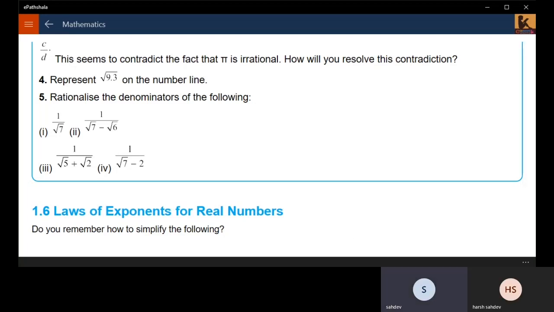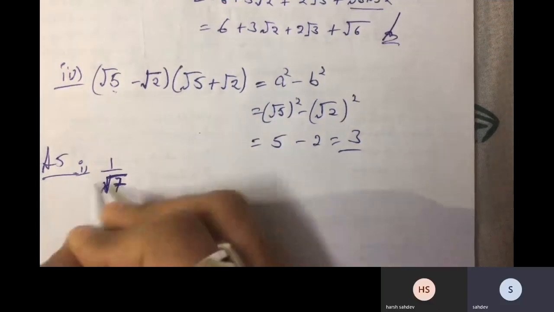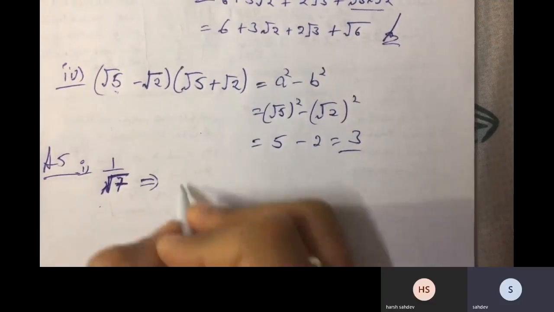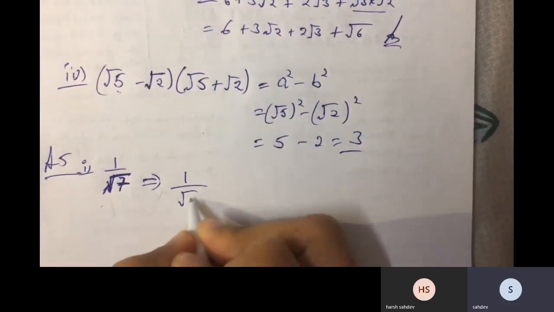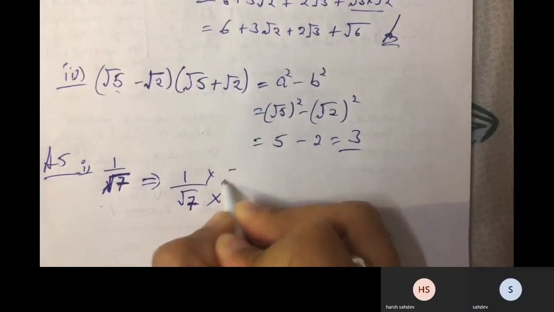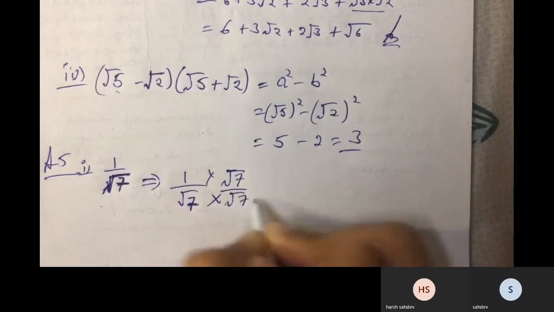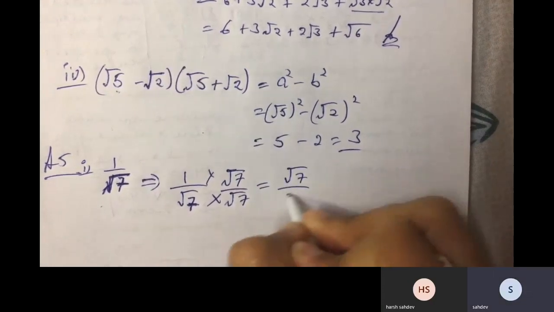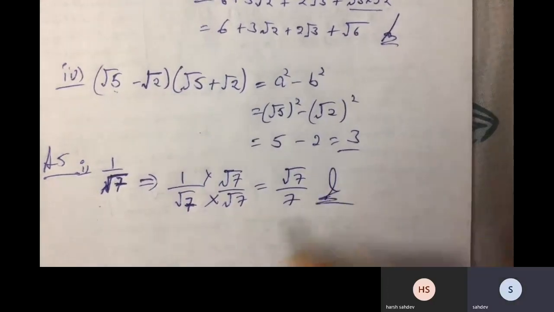Let's see how we can do this. Now we can rationalize this. This is given. To rationalize this, we will multiply with the irrational number on both the sides. The answer will be root 7 upon 7. This will be our answer.